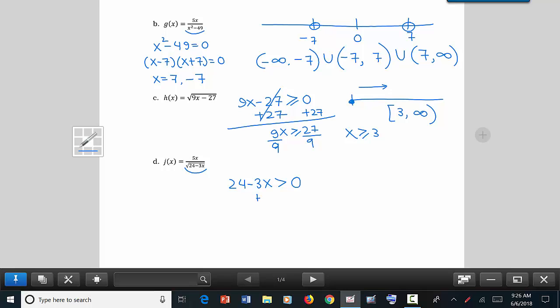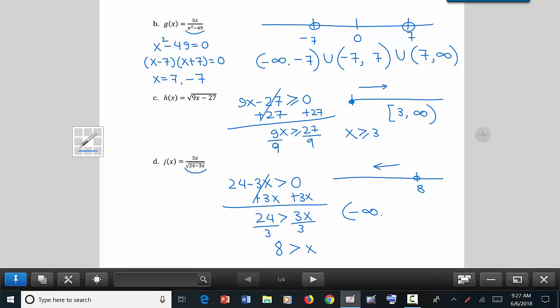So let's add 3x on both sides. 24 is bigger than 3x. Let's divide both sides by 3. So 8 is bigger than x. That means x is smaller than 8, and 8 is not included. So how to write it? We go all the way from negative infinity to 8, but 8 is not included. That's how we write the domain of this function.